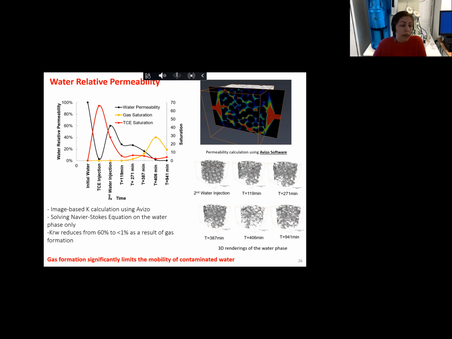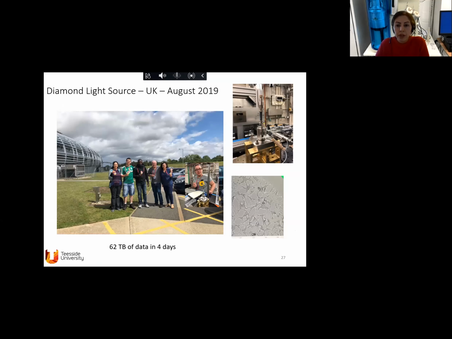It was formed, and it was mobile, and it was occupying all the pore bodies. So this is an added benefit, because you're trying to facilitate the reaction, but at the same time, this is helping you in stopping the contamination from going further. So this is an added benefit to this technology.